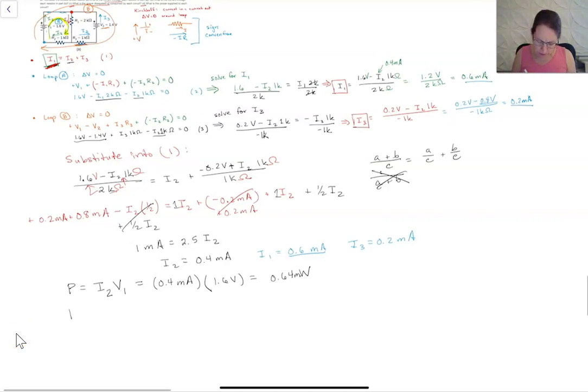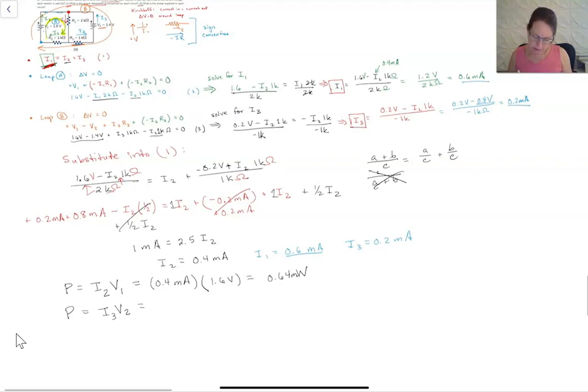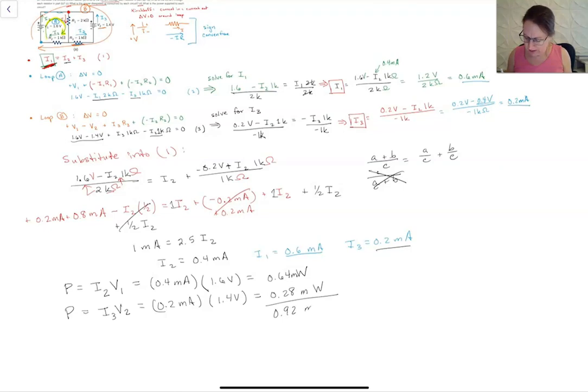And then power for the second battery is V2, and the current going through that is I3. So I3 is 0.2 milliamps right here. And the battery is 1.4 volts, so that's 0.28. I forgot to do my math. The total is 0.92 milliwatts. Not a lot of power, but that's because we have small batteries and fairly sizable resistors. So we're not drawing a lot of power from these batteries.